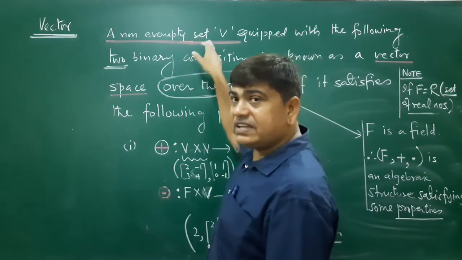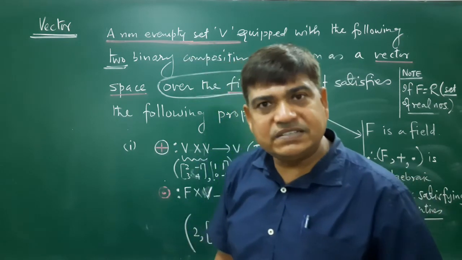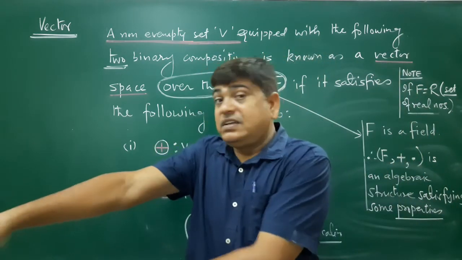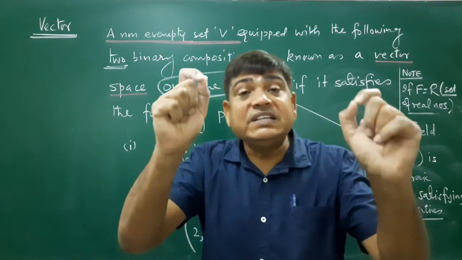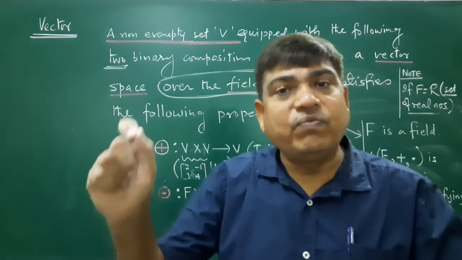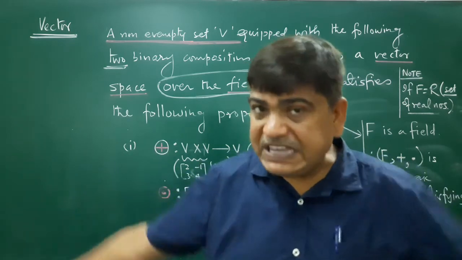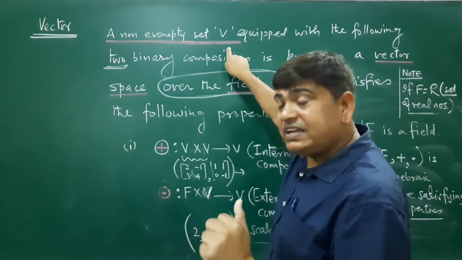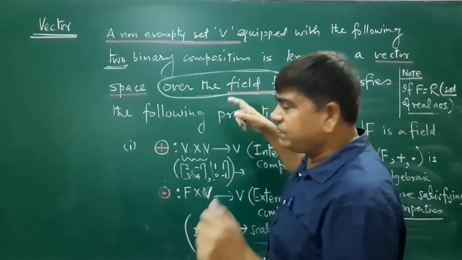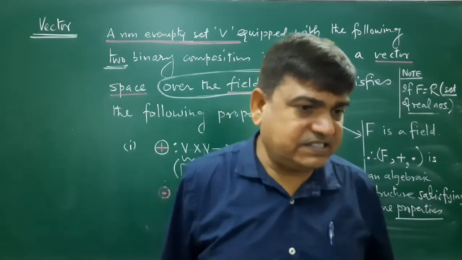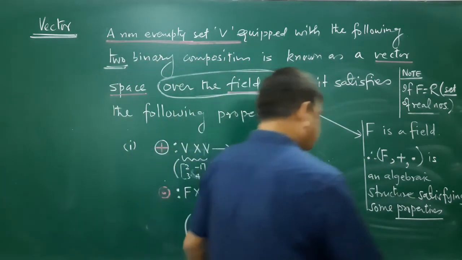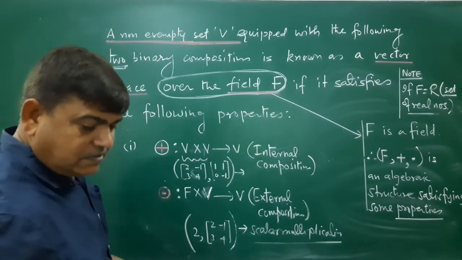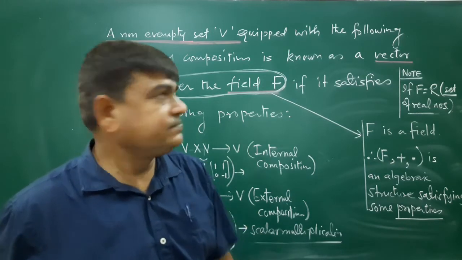So if V is the set of matrices, that means matrices are treated as vectors. Again I am telling you here vector is not considered as a vector quantity, may or may not be. Okay, so elements of V are called vectors and elements of F are called scalars. I hope you have understood.